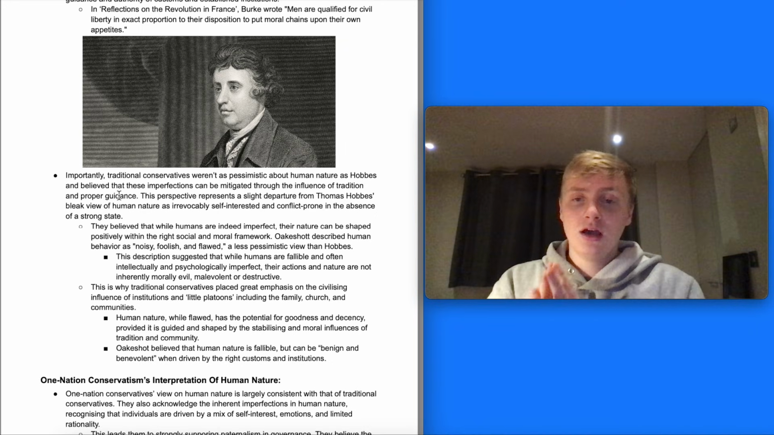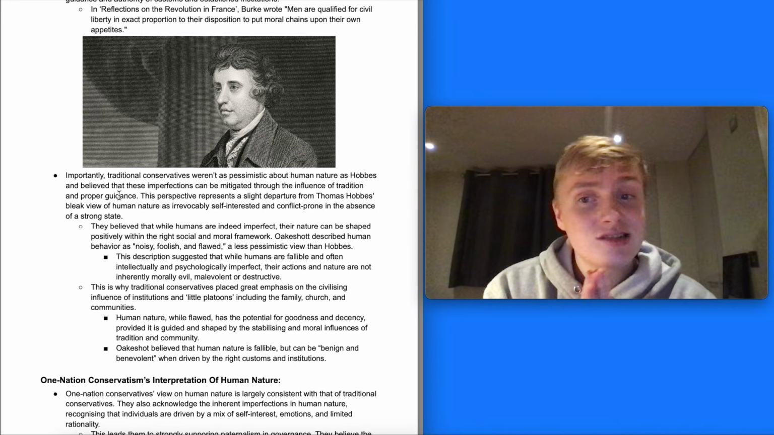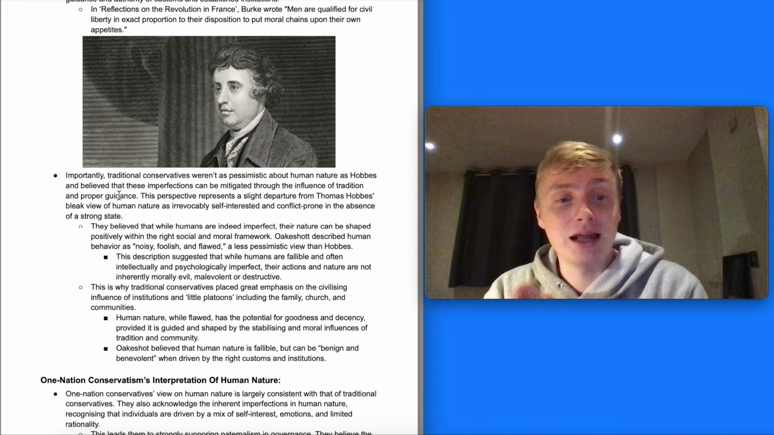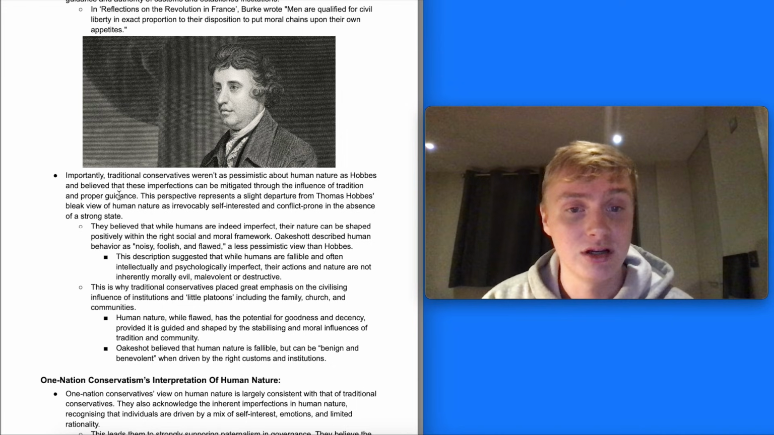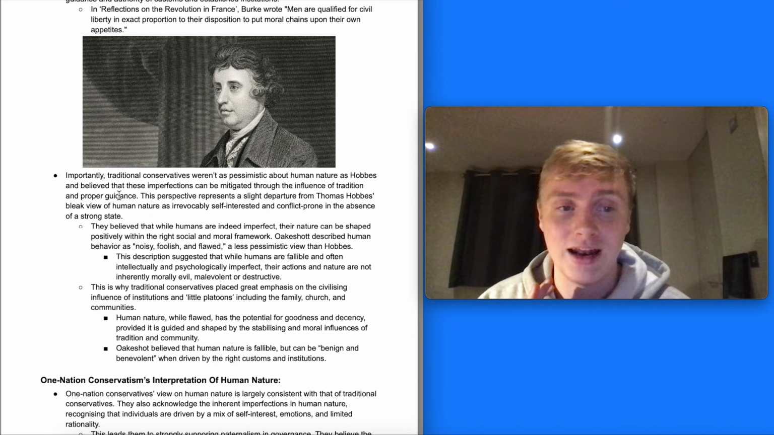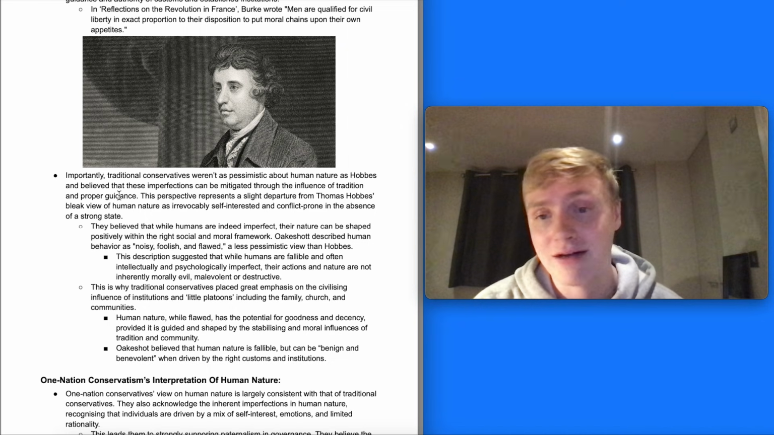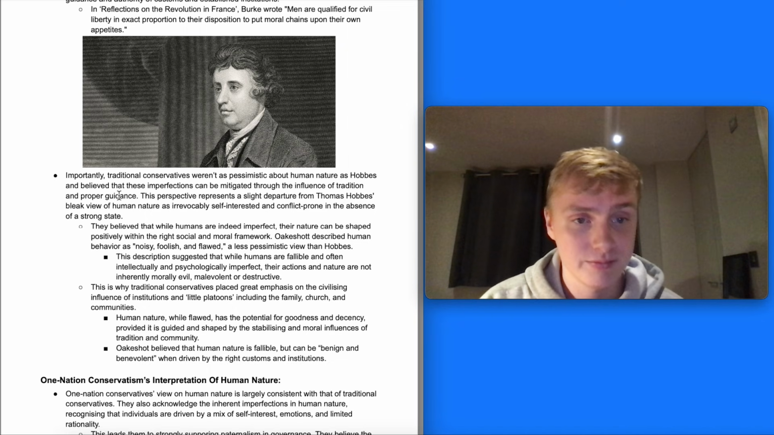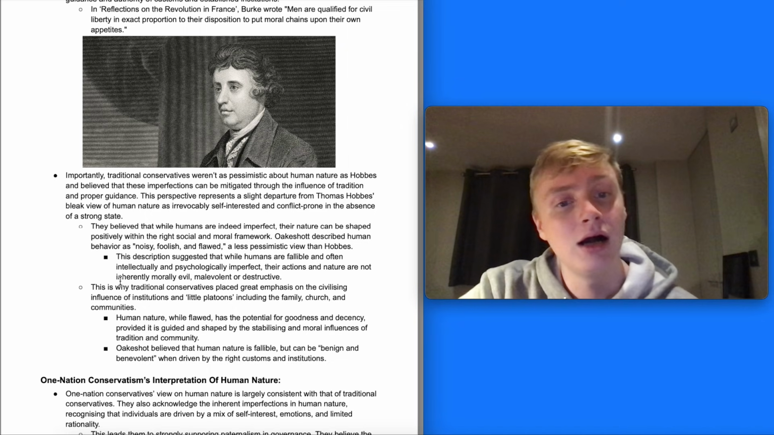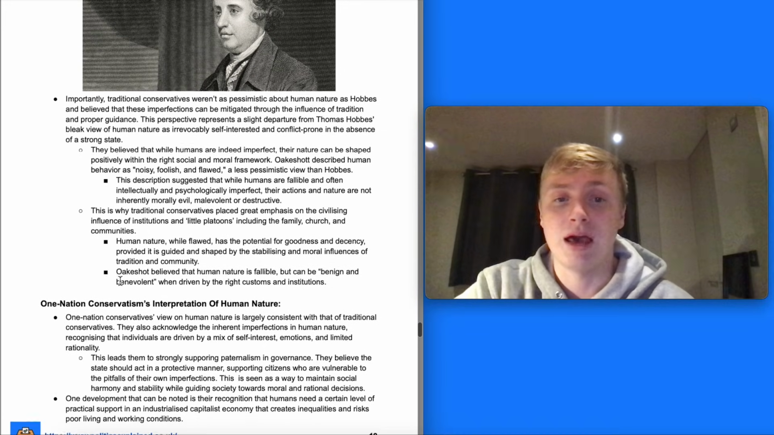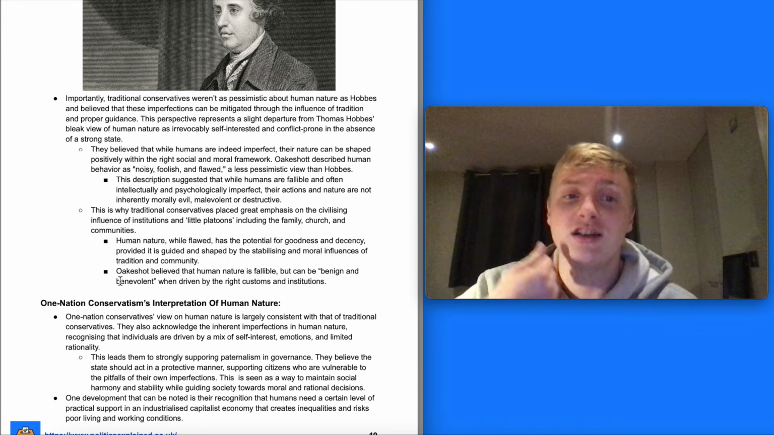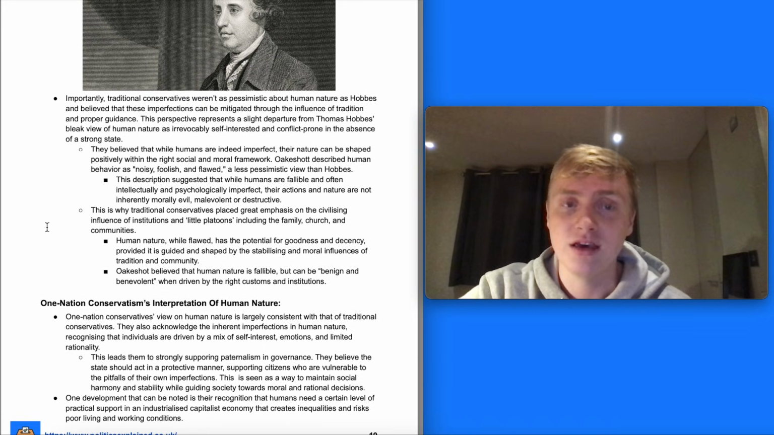When they're framed by the right institutions, human nature can be benign and benevolent, and human nature isn't inherently morally evil or malevolent or destructive. And that's why they place this real emphasis on tradition, institutions, little platoons to give individuals guidance.